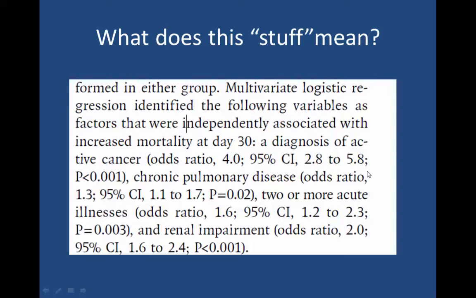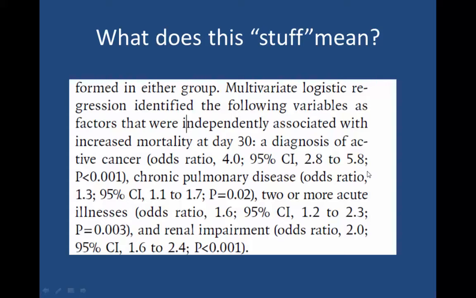What if I come to this one? What if I had 2 or more acute illnesses? I look at this odds ratio. I look at the confidence interval range. I know the p-value is going to be statistically significant. How about renal impairment? Okay, I look at those. Do you see these look like they're fairly narrow confidence intervals? Would you agree? This one's probably the widest one.